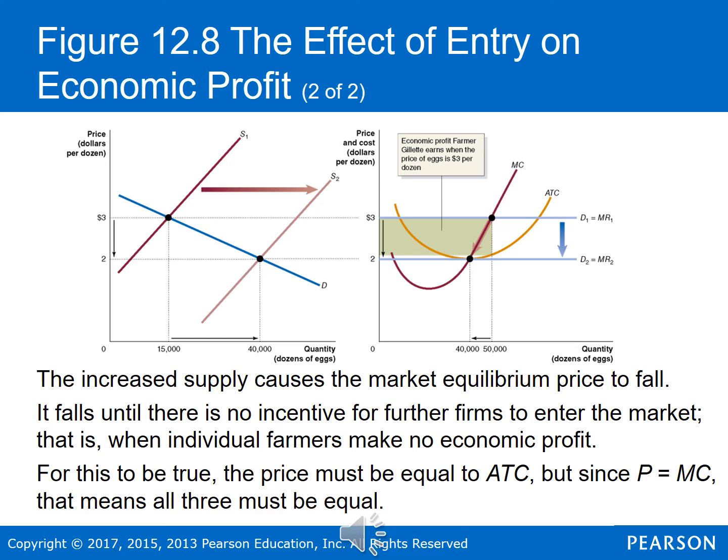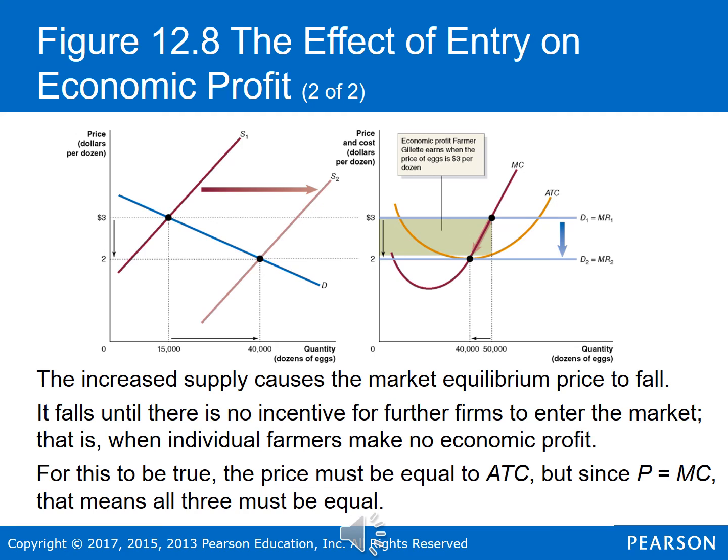Now, Sasha has no choice, because she's a price taker, than to accept the market price determined by equilibrium. So her demand curve is going to fall, and her marginal revenue curve is going to fall from $3 to $2. Now her production is going to decrease, in this case, to 40,000 eggs. Again, she's going to produce where the marginal revenue curve crosses the marginal cost curve.